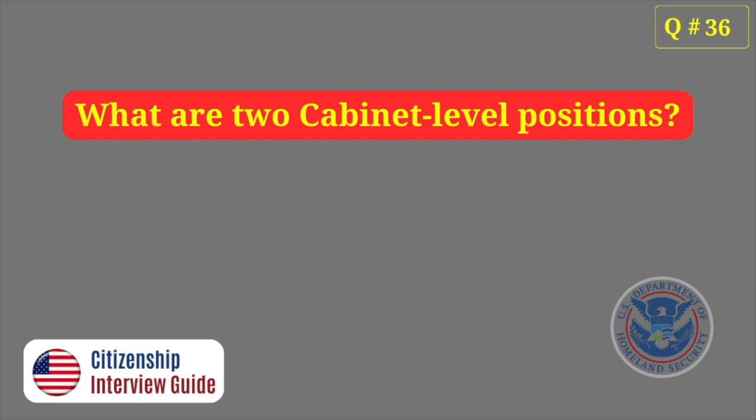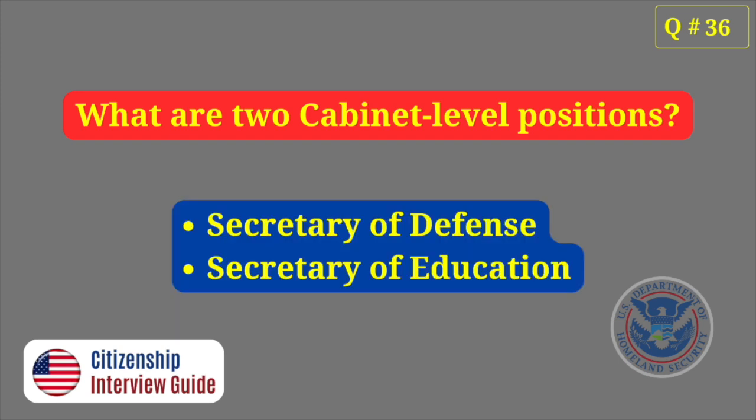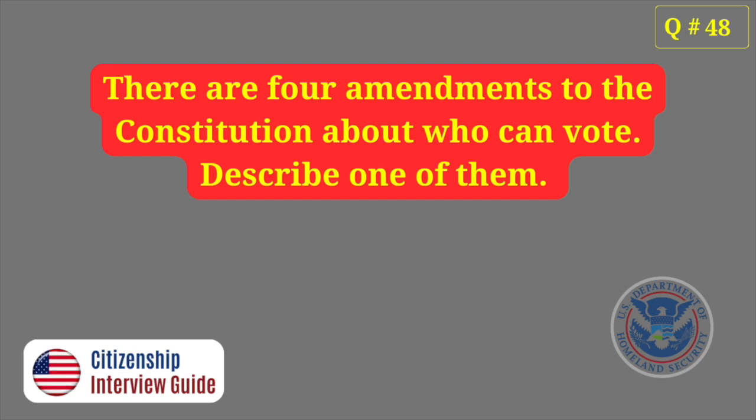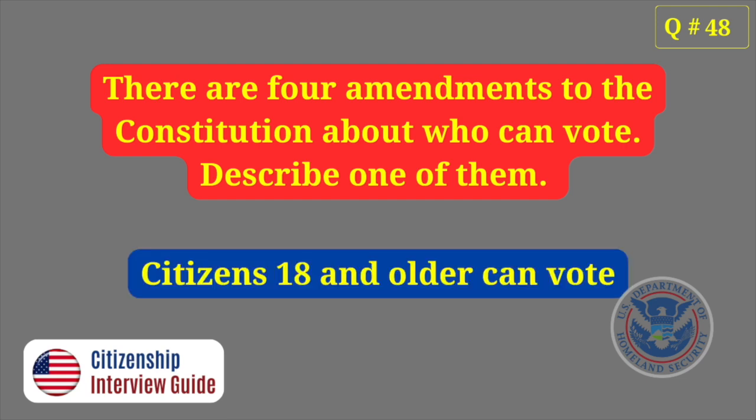What are two cabinet-level positions? Secretary of Defense. Secretary of Education. There are 4 amendments to the Constitution about who can vote. Describe one of them. Citizens 18 and older can vote.